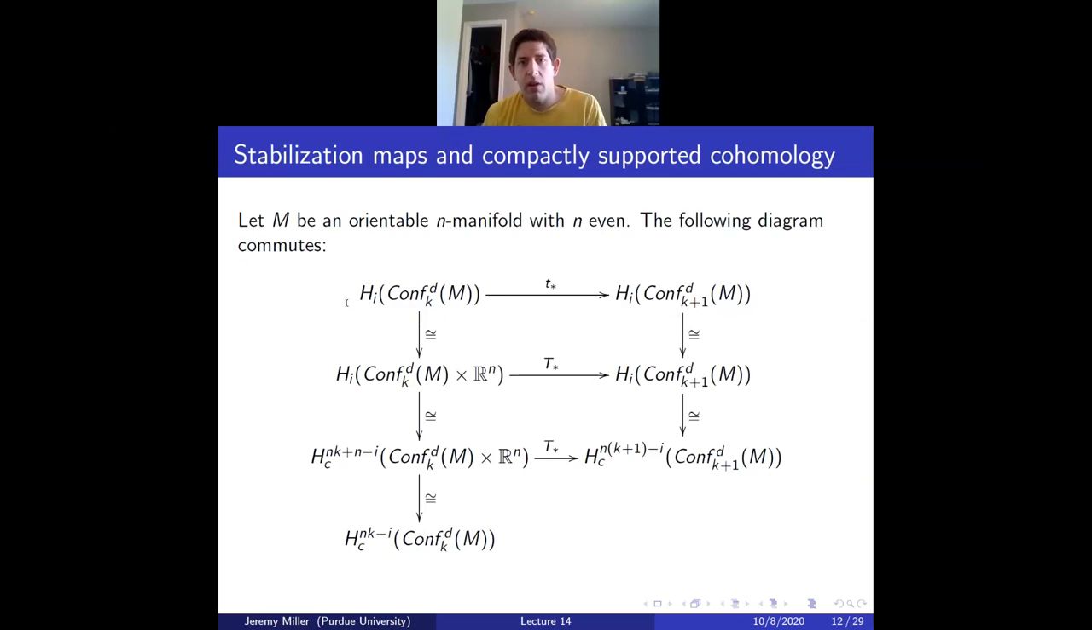Okay. Yeah, so to summarize everything, we have this diagram. Initially we want to prove that this is an isomorphism in a range for all d, and then once d is greater than or equal to k, once d is zero, this is just ordinary configuration space.